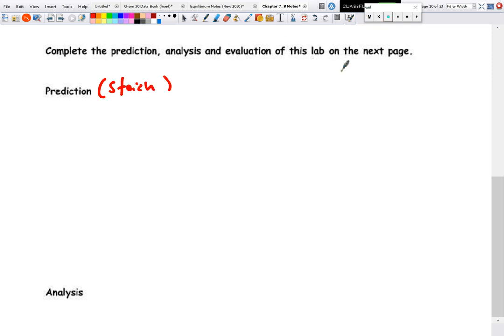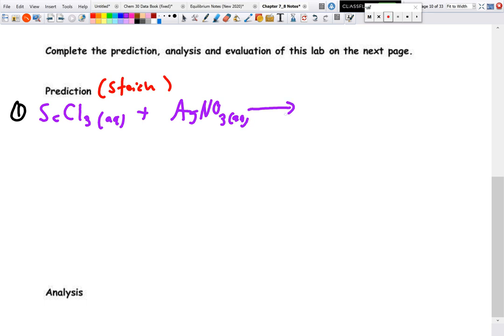So remember, our prediction is our stoich. For our stoich, we're just going to follow the exact same steps that we did last time. So I'm not going to write out every single one, because as we know, step 1 is our balanced chemical equation. In this case, our balanced chemical equation is we had our scandium chloride plus our silver nitrate. So this is a double replacement reaction. So scandium and nitrate are going to pair up now, and then silver and chlorine.